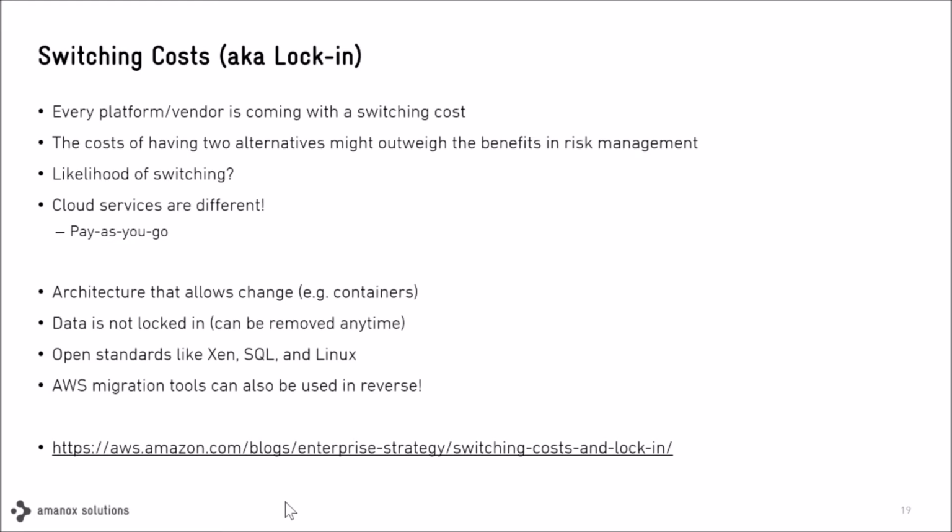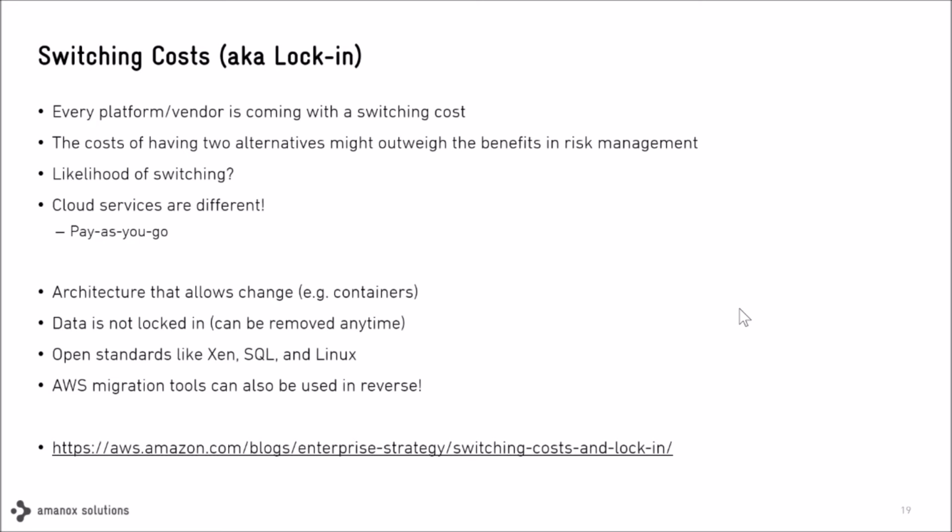So during your analysis of switching, you might ask yourself some questions. What will my switching costs look like if I need to leave AWS? What is the likelihood of that occurring? And how can I cost effectively reduce those risks? One benefit of cloud services is that you pay as you go, with a few exceptions like the reserved instances, as we saw.